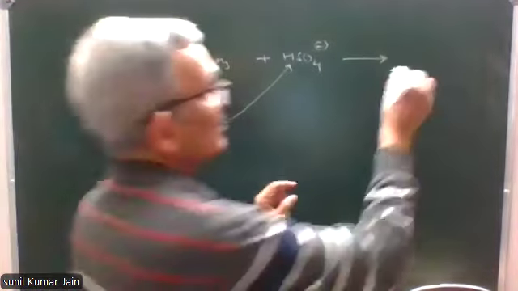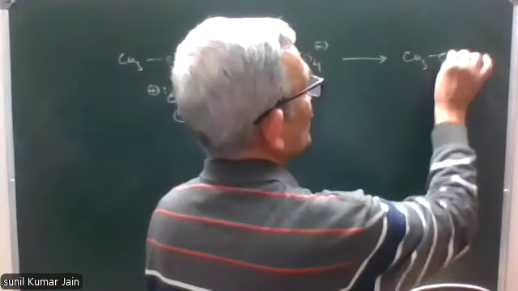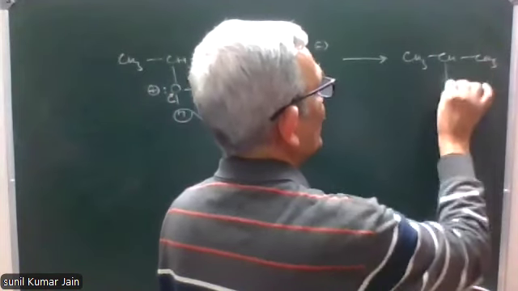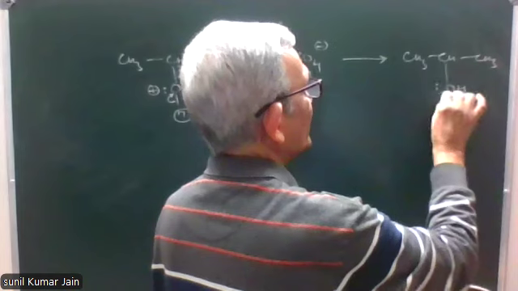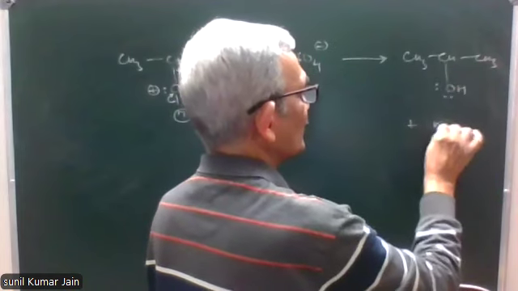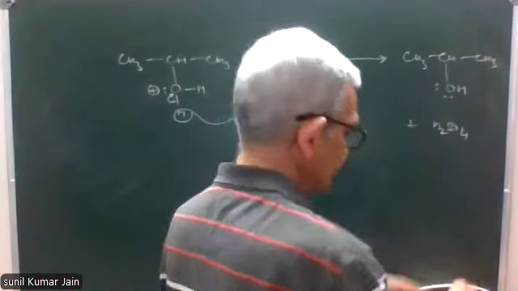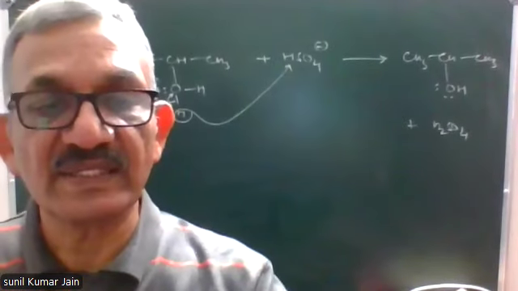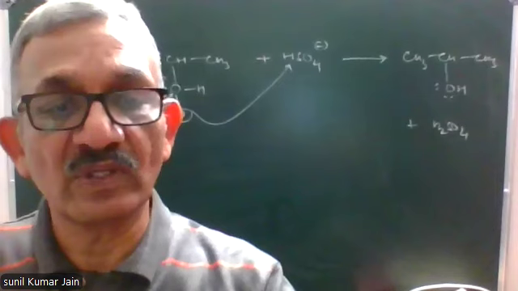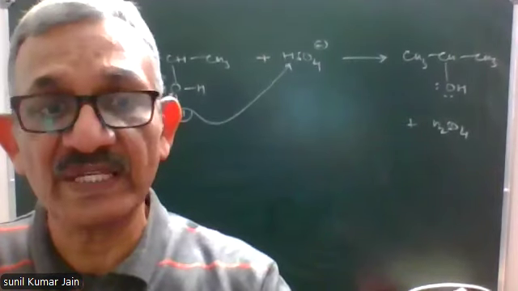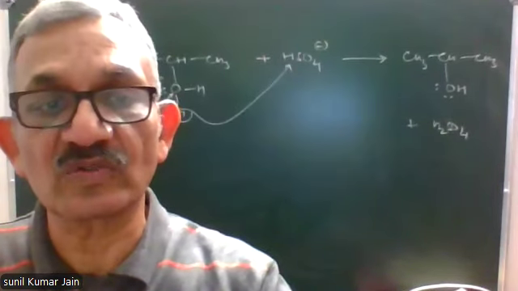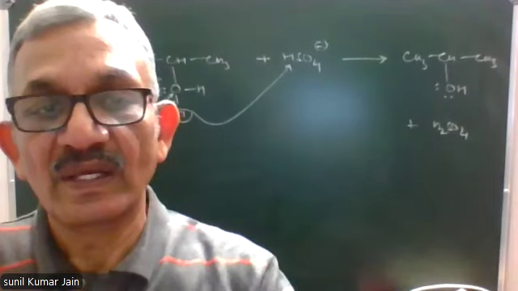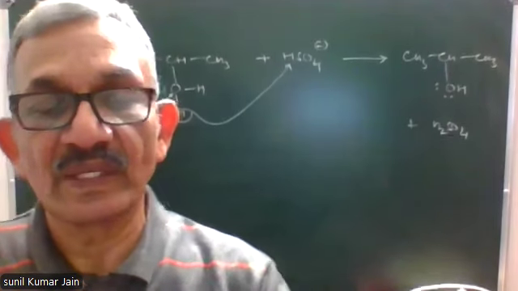final product. So it will be CH3, CH, CH3. Oxygen will carry two lone pairs of electrons. You can see sulfuric acid is regenerated. In alcohol, the oxygen atom carries two lone pairs of electrons.